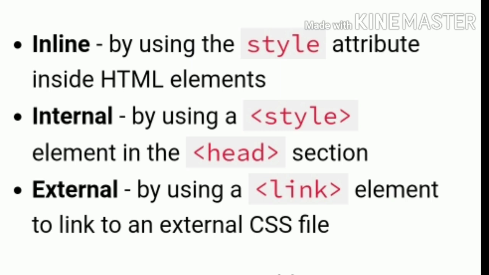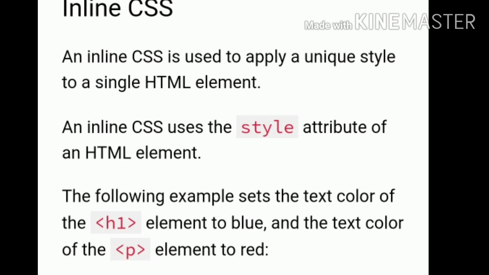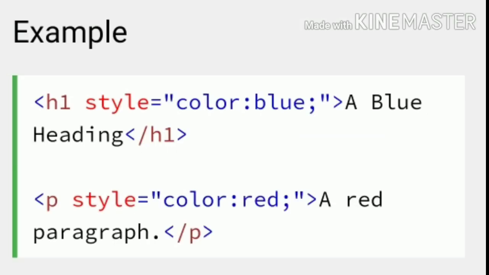Inline. What is inline CSS? An inline CSS is used to apply a unique style to a single HTML element. An inline CSS uses the style attribute of an HTML element. For example, set the text color of the h1 tag element to blue and the text color of the paragraph element to red. In this section you are discussing 2 points: the text color of the h1 tag is given the blue color and the text color of the paragraph element is the red color. At that time you are using CSS styles.